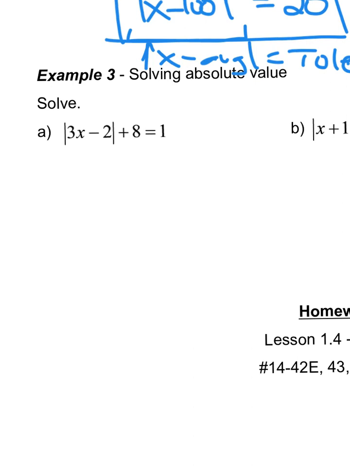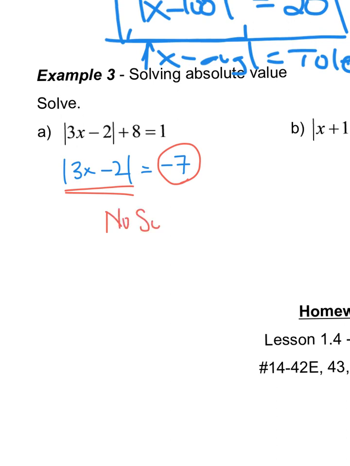Don't say this equals plus or minus 1. Isolate your absolute value first. So I'm going to subtract 8 from both sides, okay? And some of you at this point might be like, whoa, Wagner. Here's the deal. I see an absolute value equals a negative number. That can't happen. Absolute values always have to be positive. And if you were thinking that, you are indeed correct.